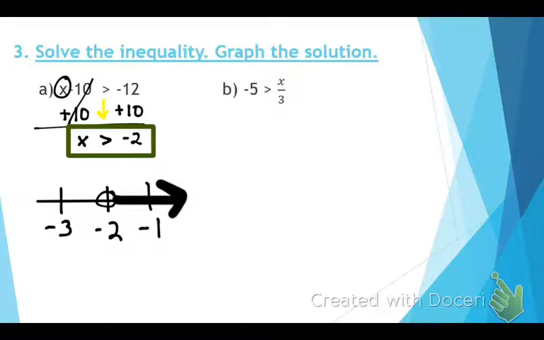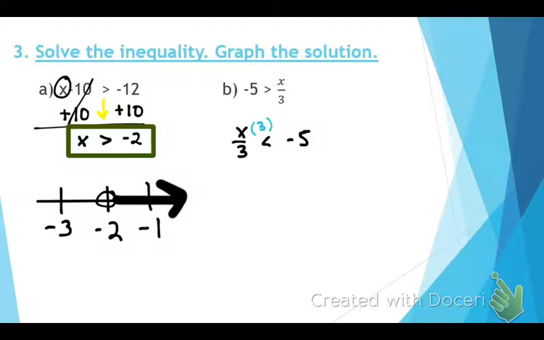Lexi, what is wrong with problem B that we have to fix before we can get started on the problem? The variable. You are correct. The variable is over here on the right side, so we want to switch that. Lexi, what would it be if I switched the order? X over 3 is less than -5. Excellent. Lexi, keep going. How do I get x by itself? Multiply it by 3. Okay, very good.